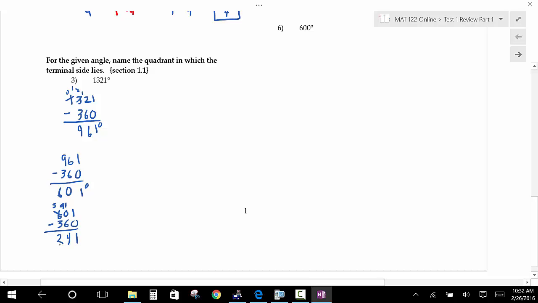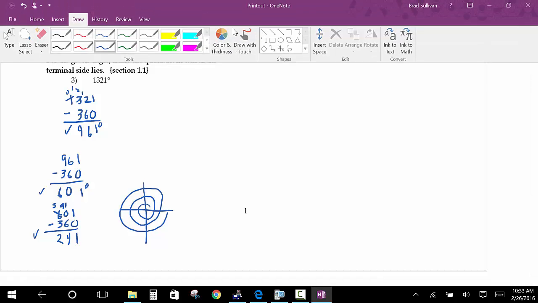So what's happened is we've got down to a point that we're now between 0 and 360. If you looked at this on a coordinate system, what this really means is we subtracted 360 three times, so you're going counterclockwise once, twice, three times. Those are the rotations that you're going to go through.